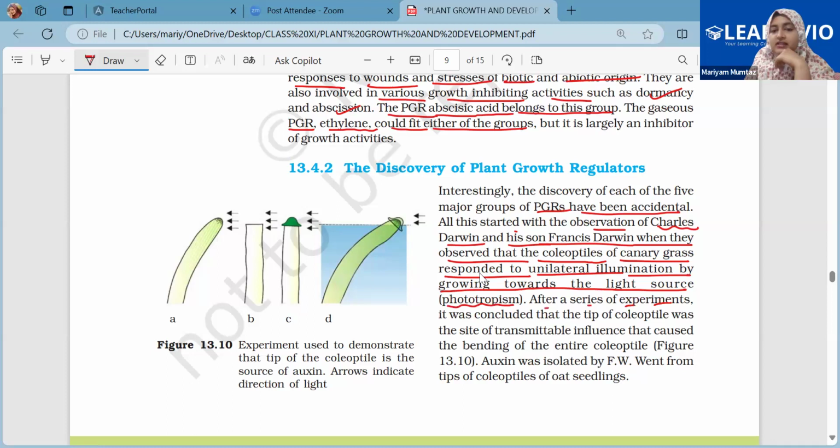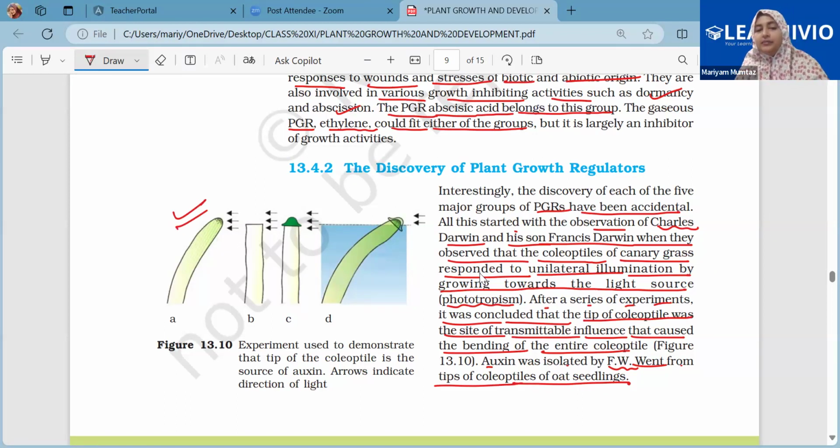Now, after a series of experiments, it was concluded that the tip of the coleoptile was the site of a transmittable influence that caused the bending of the entire coleoptile. Auxin was isolated by F.W. Went from the tips of coleoptiles of oat seedlings. Now, auxin was actually isolated from oat seedlings, but it was discovered for canary grass. Auxin is predominantly made and acts at the tip of grasses or any plant. For example, light is coming from this end towards here. Now, auxin will shift to the side that does not get the light, and it starts the cell division process, because of which the tip slowly bends towards the light.